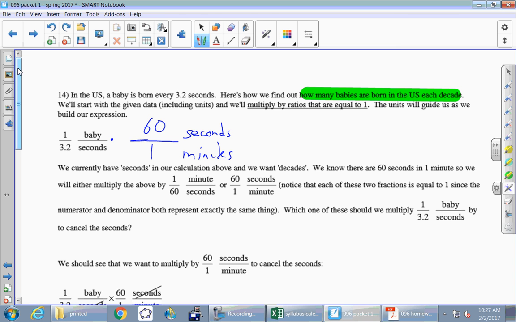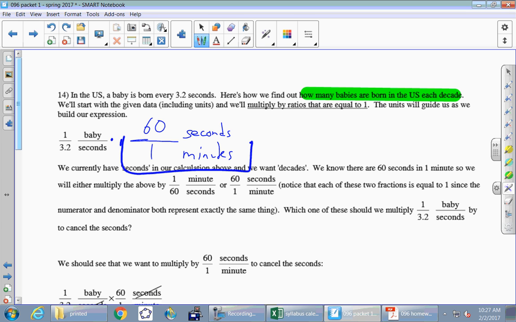And just thinking for one moment about the value of this fraction right here, 60 seconds on the top is exactly equal to 1 minute on the bottom. Agree? When you have a fraction where the top is equal to the bottom, what is the value of that fraction? It's 1. 7 over 7, how much is it? It's 1. 9 over 9 is 1. 60 seconds over 1 minute has a value of 1 because they're equal to each other.